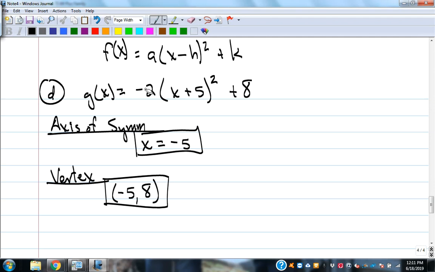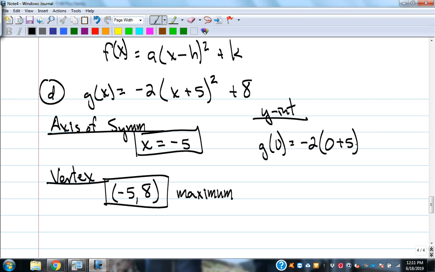Very good. That negative 2 in the front makes it a maximum. Very good. All right. Next thing is the intercepts. Let's get the y-intercept. Plug a 0 in for x. It's always what you do, no matter how big or small the problem is, to find the y-intercept. Plug a 0 in for x.